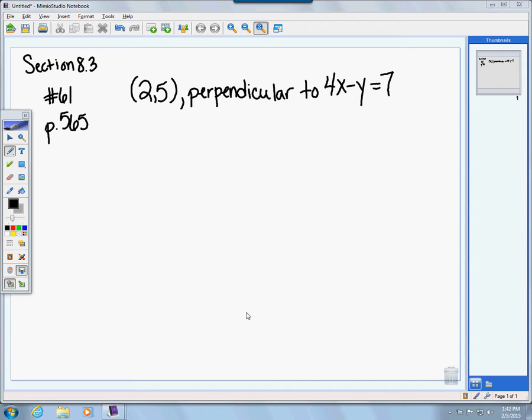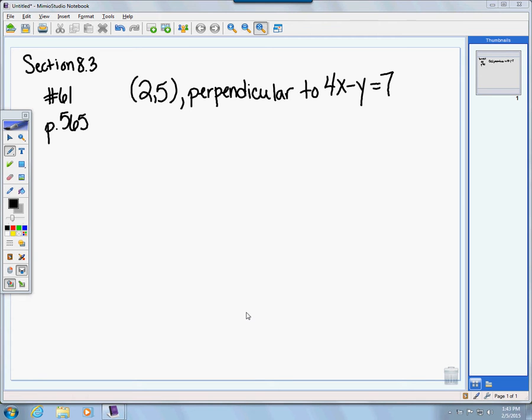Question number 61 from section 83 on page 565. The directions are that we want to write the equation of the line that passes through the given point and is parallel or perpendicular to the given line. And you want to write the answer in slope-intercept form.